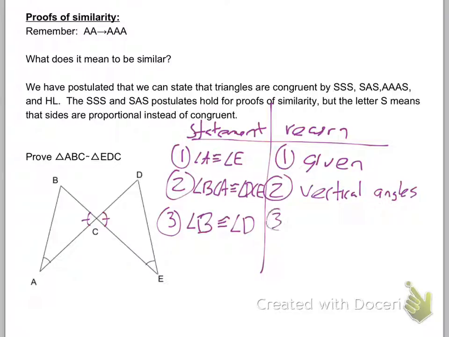And the reason for this one? AA implies AAA. So AA with an arrow of A. Okay?